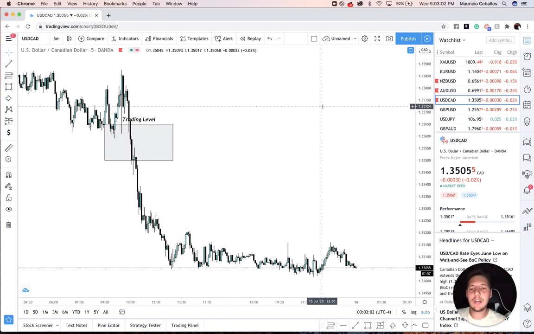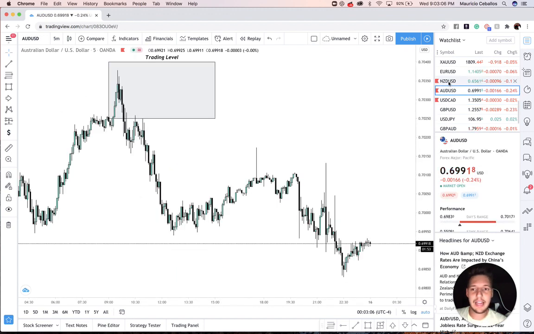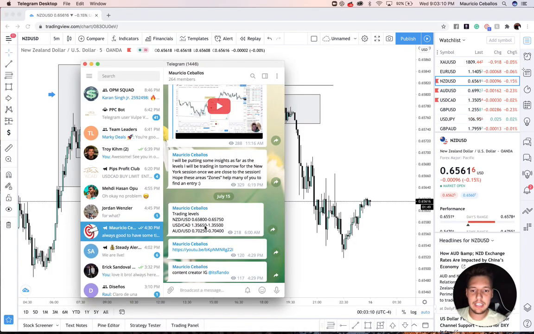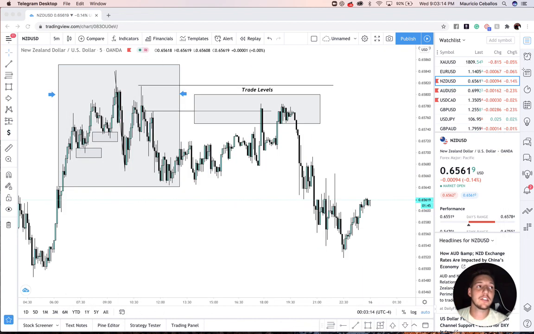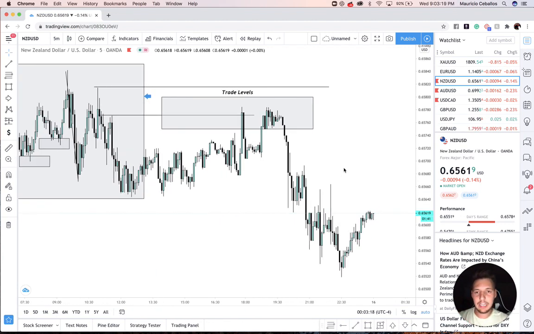So when it comes to this right here, we have trading levels on USD/CAD, we have trading levels on AUD/USD, and trading levels on NZD/USD. As you guys can see, we sent all of these out on our trading levels, our free Telegram, which is the first link down below. Now, I'm always going to be sending them out either New York or London session. Very simple. These levels are areas in which you should be paying attention to understand what's happening. Is there going to be a movement from that area?